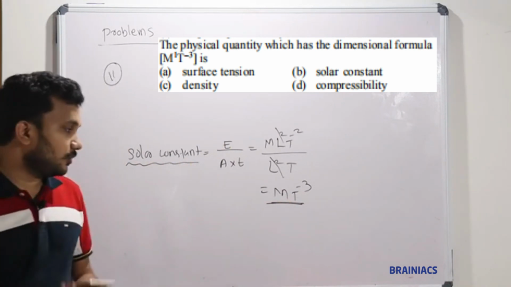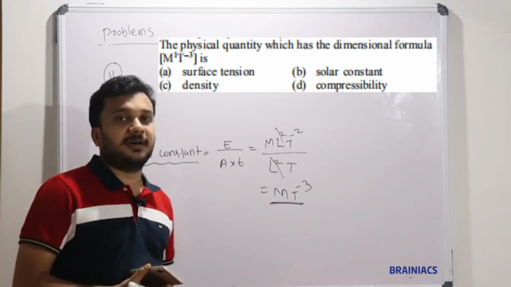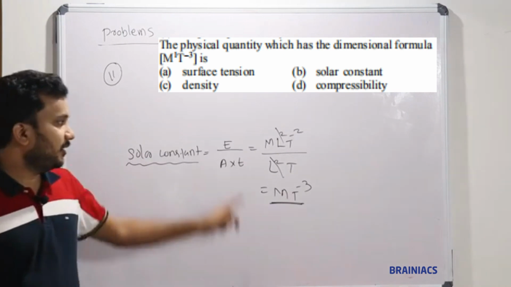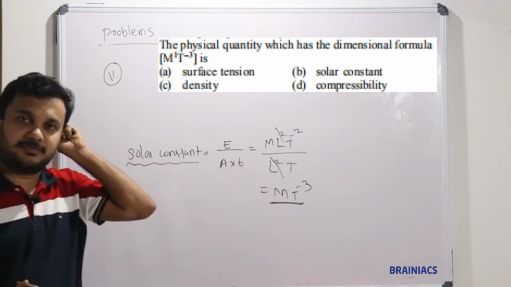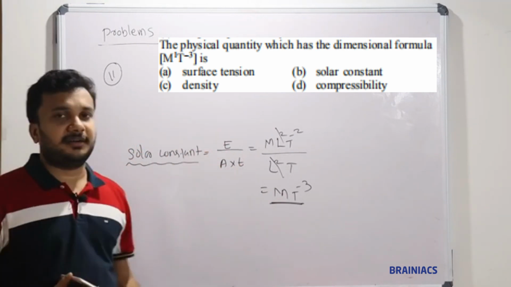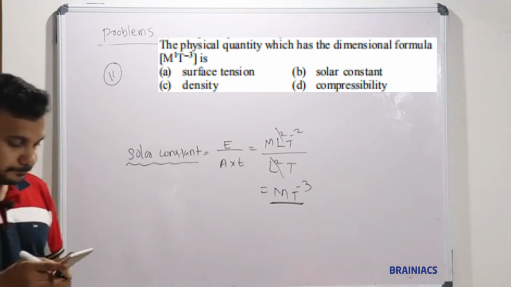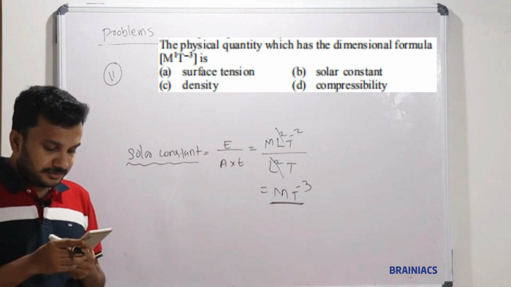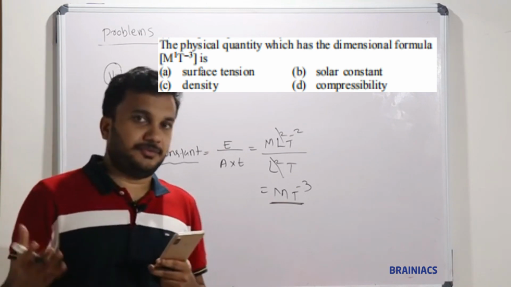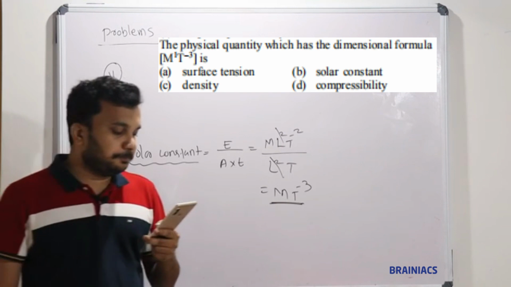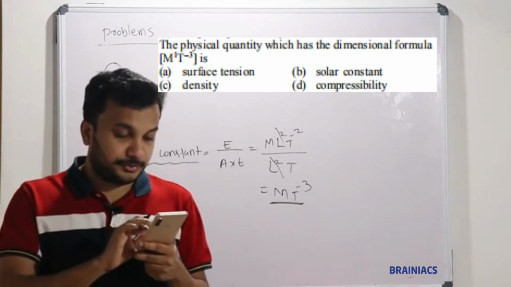Solar panels, solar things, you will learn in physics also. That time you will come across the term solar constant. Right now, remember, energy divided by area into time. We substituted the respective dimension formulas for energy, area and time, and we finally got the answer for the solar constant. So this is matching with option number B, solar constant. Surface tension, option A, we already know is force per length, and density also we know. Compressibility is not required for you.